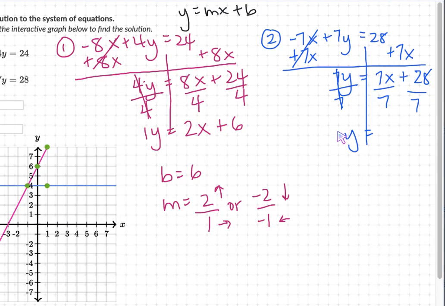That cancels. 7 divided by 7 is 1y. 7 divided by 7 is 1. Don't forget your x. 28 divided by 7 is 4. So this one is b equals 4 and m equals 1. Needs a rise and run, so you put it over 1.